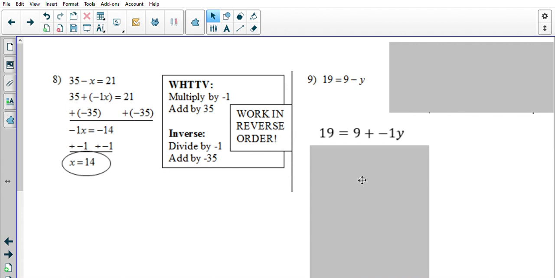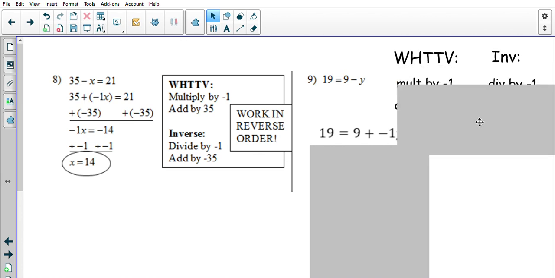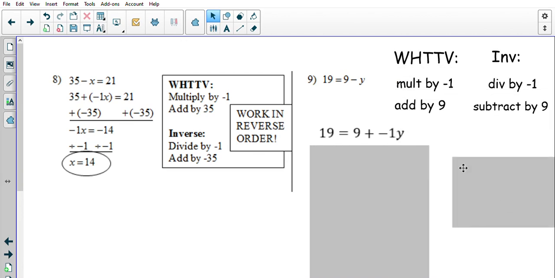Again, because the variable comes after subtraction, what's happening to the variable is that we're multiplying by negative 1. Well, let me just pull all this down. We're multiplying by negative 1, and then we're adding by 9. The inverse of adding by 9 is to subtract by 9. So let's do that first.